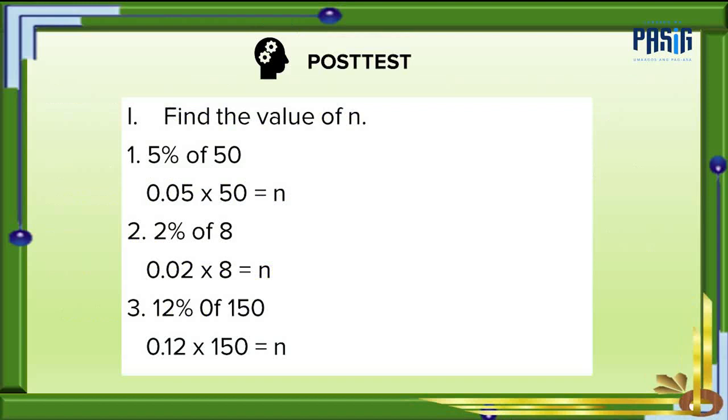Okay, let's now proceed to our post-test. Find the value of n. Number 1, 5% of 50. Take note that we're going to change this percent into decimal in order for us to compute for the percentage. Number 2, 2% of 8, and 2% becomes 2/100 times 8. Number 3, 12% of 150. 12% becomes 12/100.